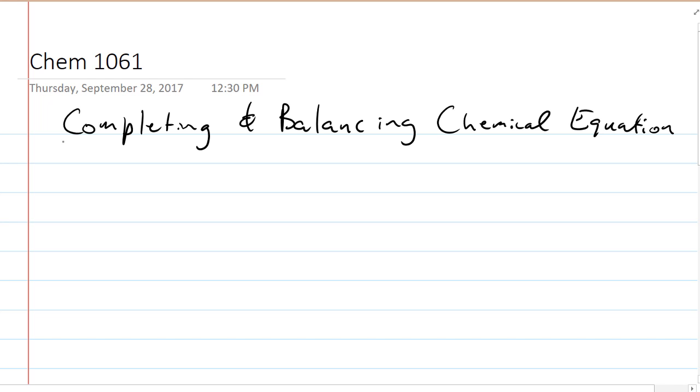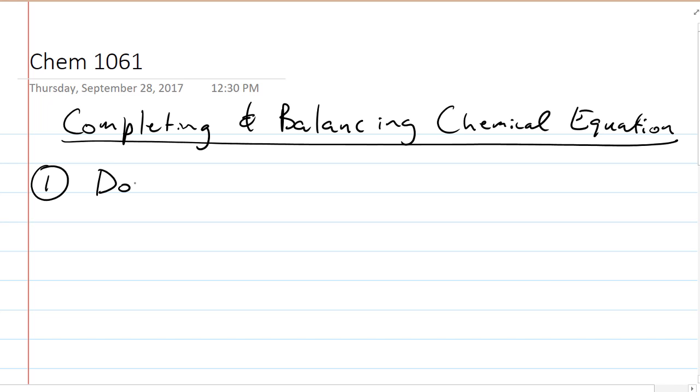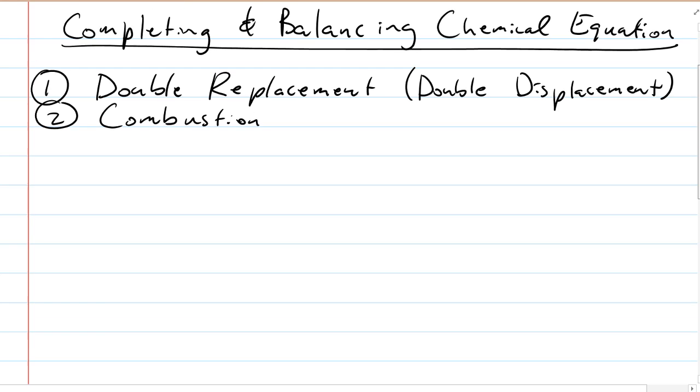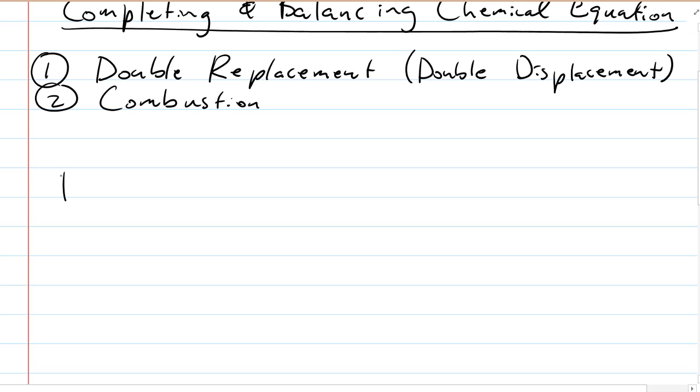The types of reactions we're responsible for completing and balancing are double replacement reactions, which are sometimes also called double displacement. And the other type you will be responsible for completing and balancing will be combustion reactions. And we're going to start today with double replacement reactions.